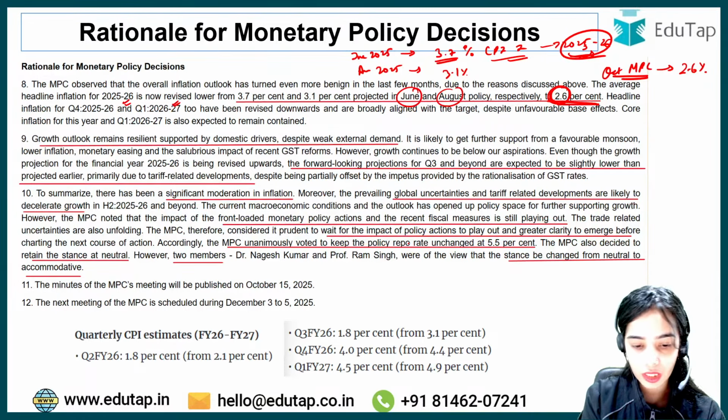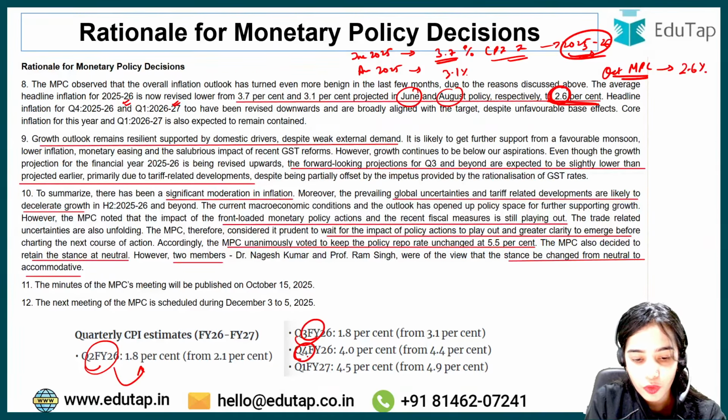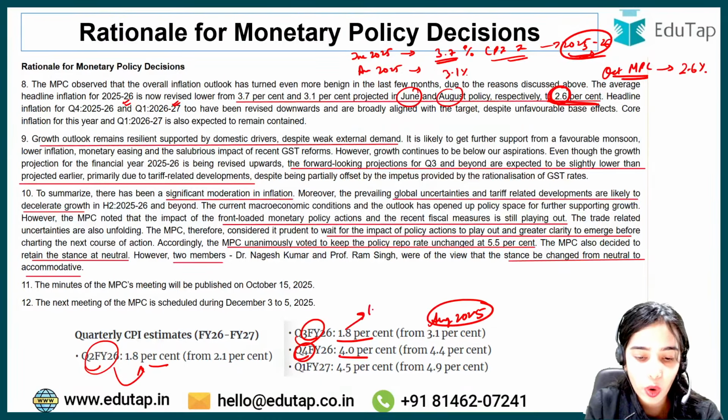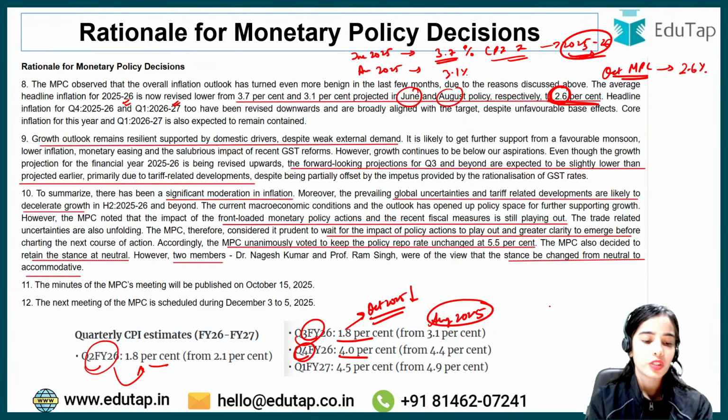Now if we compare the quarterly data, that means for quarter 2, quarter 3, and quarter 4, you can see that for these quarters the inflation projection has been reduced from the previous projection. The bracketed data is the August 2025 projection, and now in October 2025 the MPC has projected even lower CPI inflation. Okay, so this is the idea.